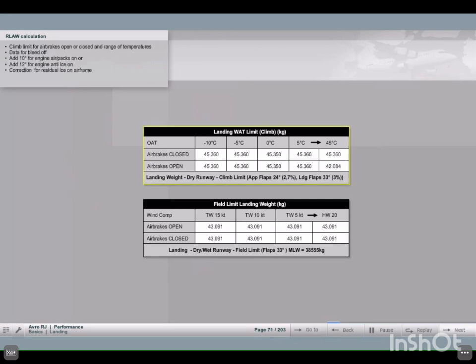Landing WAT climb limit data is given for a range of OATs for either air brakes open or closed. The data is for bleed off. Add 12 degrees Celsius to the actual OAT for engine anti-ice on, or 10 degrees Celsius for engine air and packs on. A correction is provided in case of ice remaining on the airframe after use of airframe anti-ice.